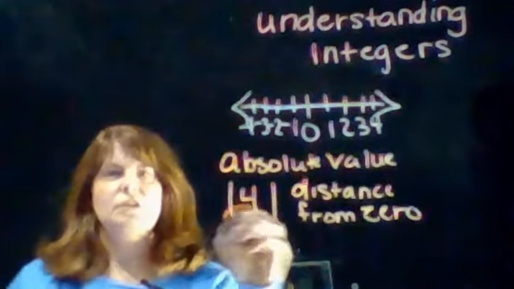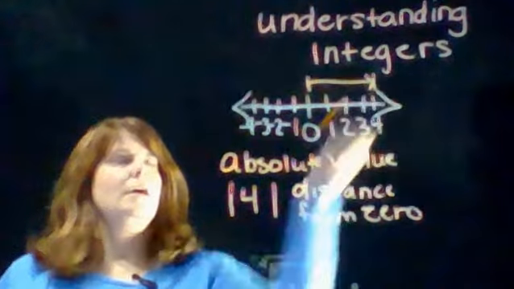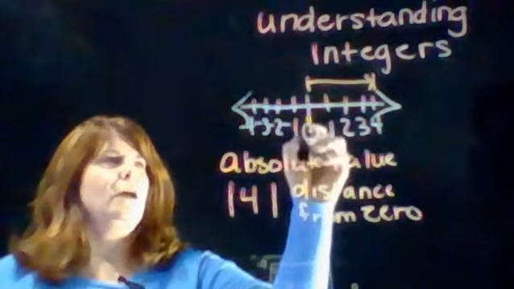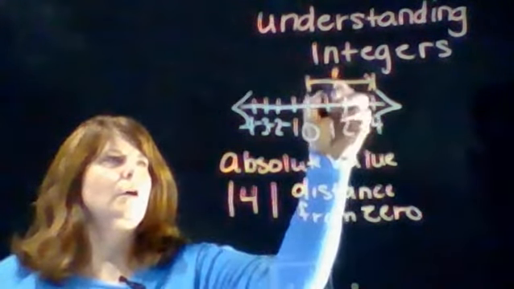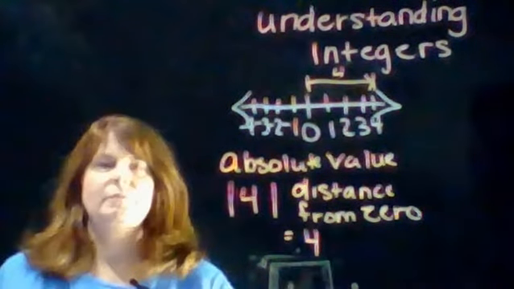So let's graph 4. There's 4. What is the distance from 0? I have 1, 2, 3, 4. So the absolute value of 4 equals 4.